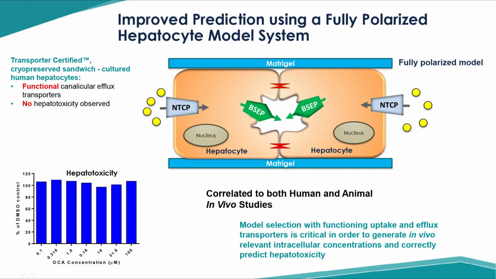And then when we did the hepatotoxicity study, we were able to go up 2 orders of magnitude higher in concentration, well covering the anticipated clinical range, and actually correlating now with both the human and animal in vivo studies for that. So it just emphasizes the importance of having a hepatocyte model that has functioning uptake and efflux transporter function in order to generate these in vivo relevant intracellular concentrations for this.